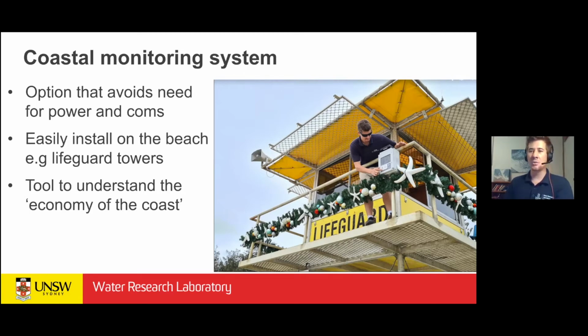The whole reason we're here is for beach safety, but I think it's also really important to apply these kinds of techniques to understand the economy of the coast. How many people are visiting different locations? If you're a council that manages multiple beaches, where should you prioritize your expenditure? A lot of the time you don't have the best information at hand to make those kinds of decisions. So camera or video-based counting really removes the rubberiness of people counting statistics that might already be out there.